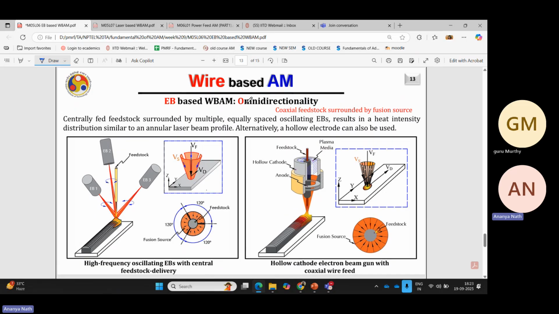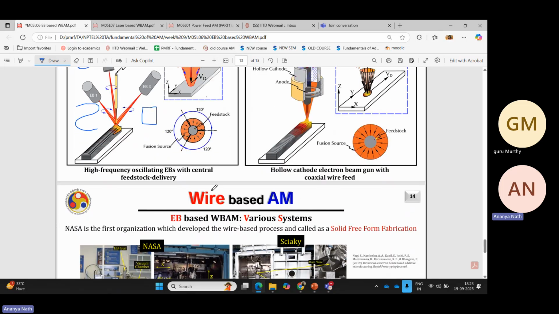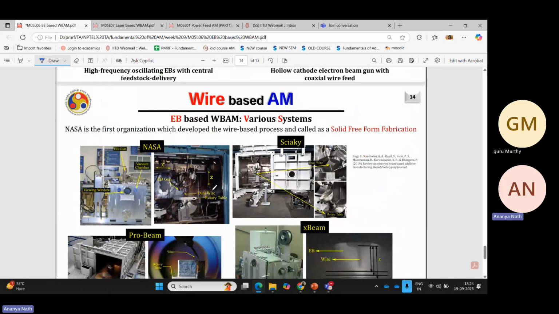This will ensure omnidirectionality, because here the wire feeding is not from front or back or side. So whatever geometry you're printing, whether it is twisted like this, or a normal box, or a sphere, your omnidirectionality in terms of printing will be maintained, which is a big advantage in part printing.